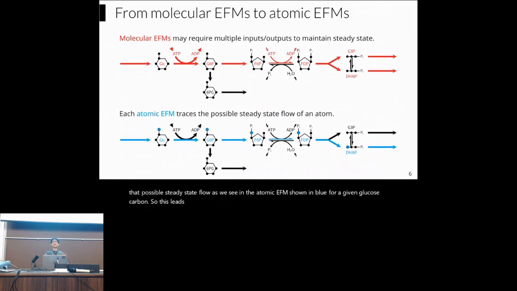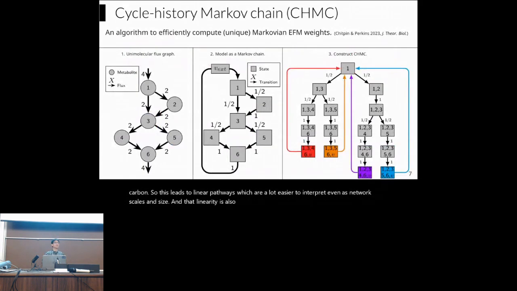So this leads to linear pathways, which are a lot easier to interpret, even as the network scales in size. And that linearity is also quite nice because last year we published an algorithm on solving that EFM flux decomposition problem, strictly for the case of unimolecular reaction networks. So the idea was we took our metabolic network, a graph in this case, and we modeled it as a discrete time Markov chain where we set our transition probabilities proportional to the steady state fluxes of one metabolite undergoing some type of remodeling event to become another one.